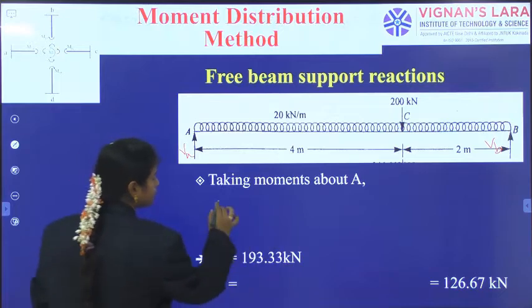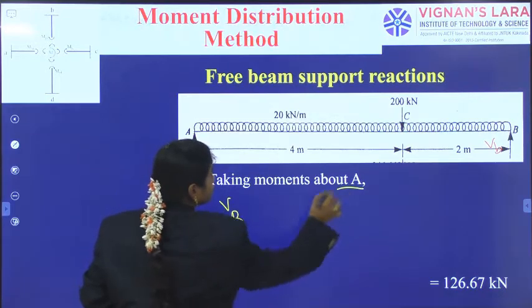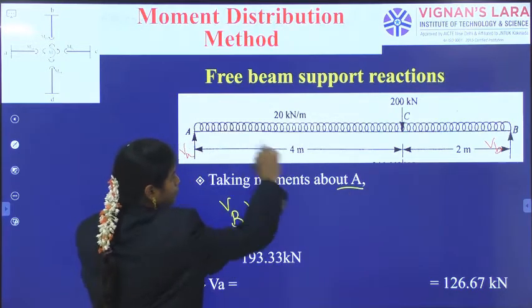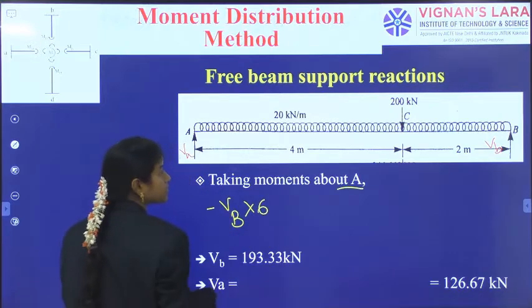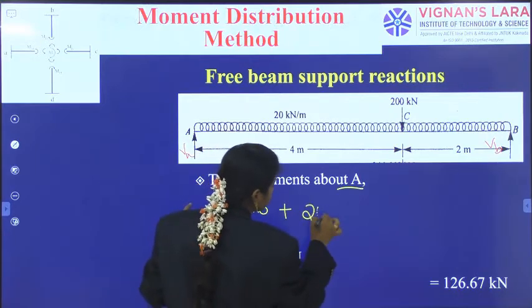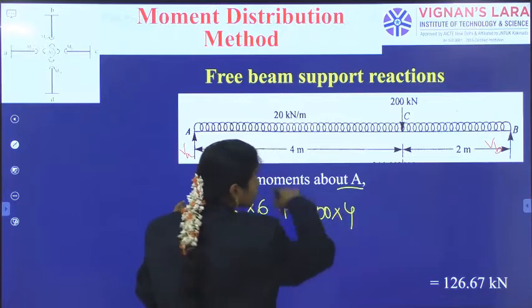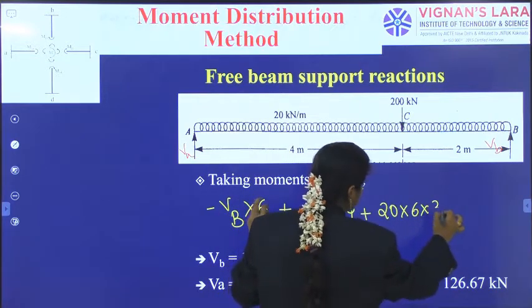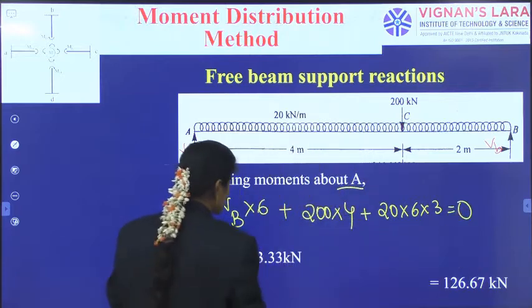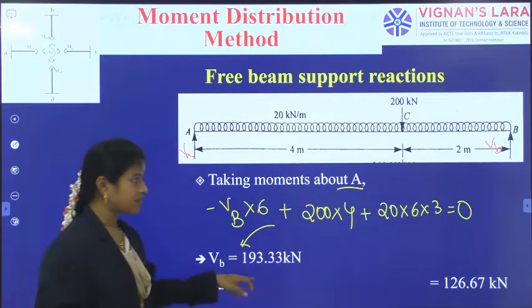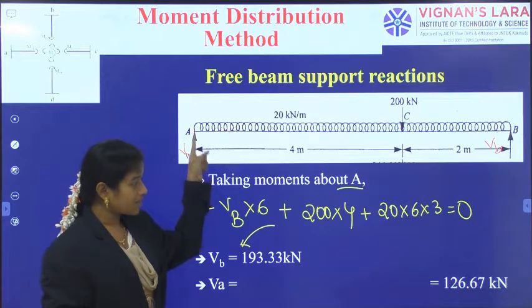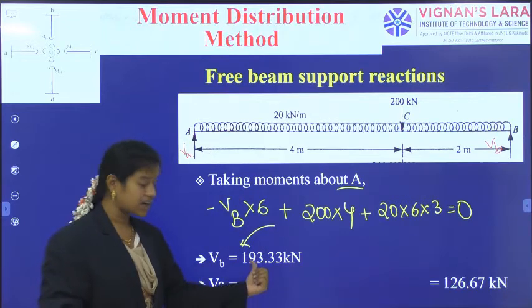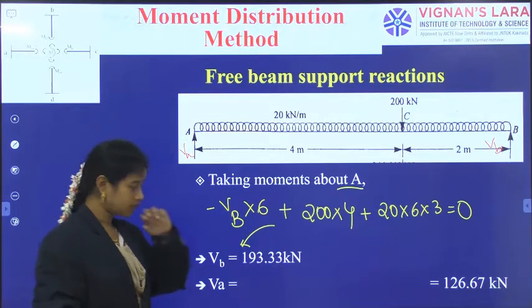So VB, taking moment about A. VB into what is the distance? 6, in the anti-clockwise direction. And also we are having 200 into 4. And also we are having 20 into 6 into 3, which is equal to 0. So using this step, taking moment about A, the VB answer we have got as 193.33 kilonewtons.